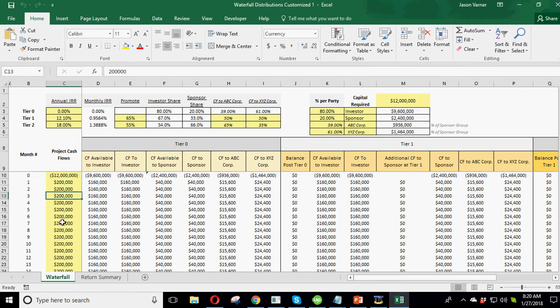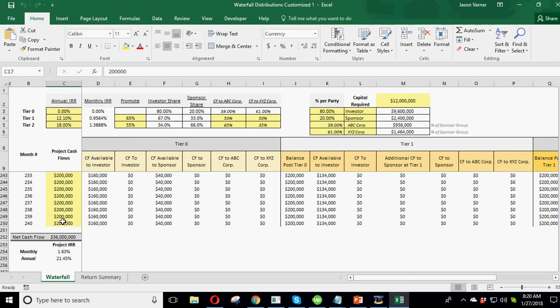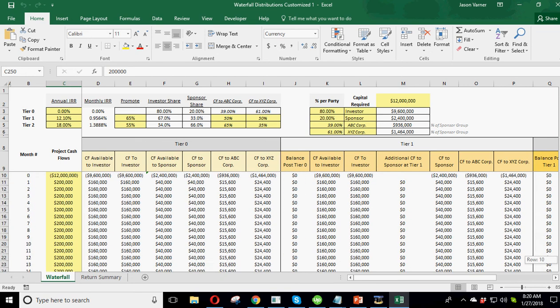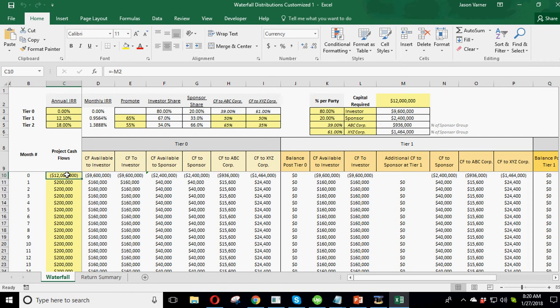And this goes all the way down to 240 months, or 20 years' worth of cash flows. So the way it works, you've got your annual IRR. This is going to determine how the cash splits over time. The internal rate of return does change, as it's different in month 23 compared to what it is in month 50, and the cash flows will determine that. So we have the hurdles to trigger that.